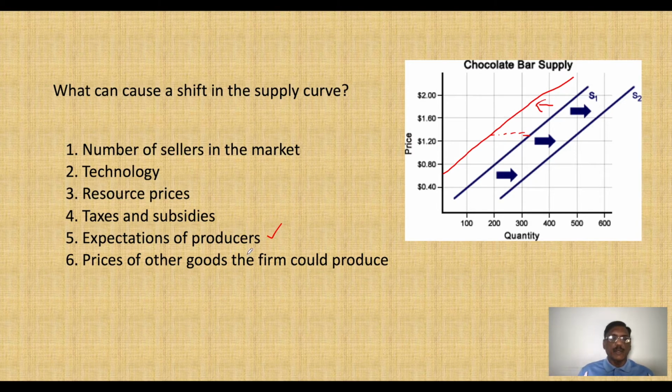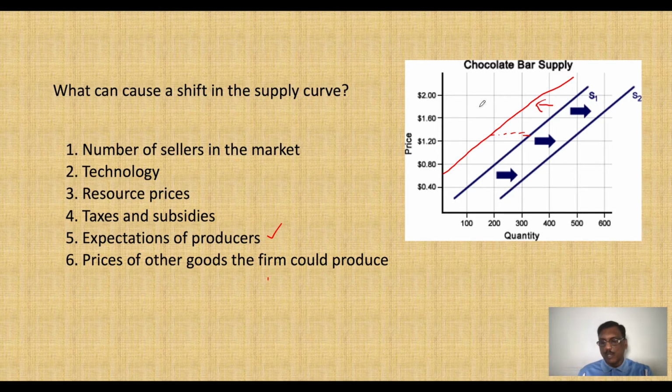Now, prices of other goods the firm can produce. Within the same firm, like a pharmaceutical firm such as Pfizer, they can produce a product like Viagra, which they were actually producing. But now, maybe the Pfizer vaccines are fetching a better price and a better profit margin. So they'll start supplying more of the vaccines and less of the Viagra now. So the vaccines can take a rightward shift, while in the case of Viagra, it will take a leftward shift. So you can see, these are things that can cause a shift in the supply curve.